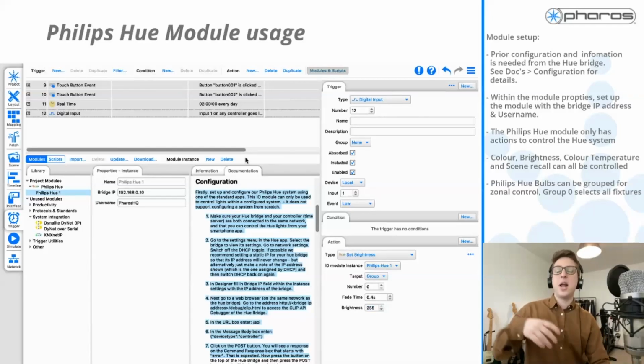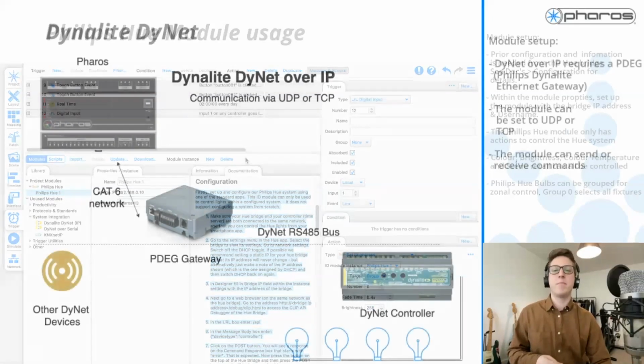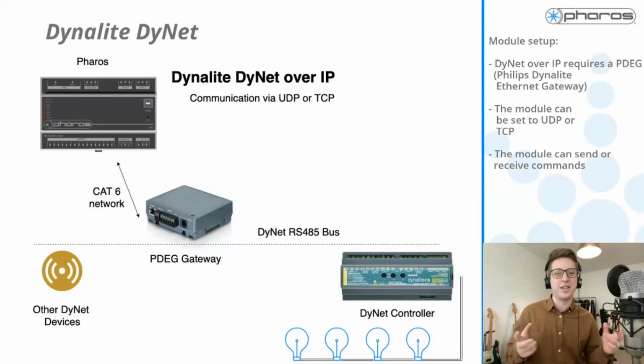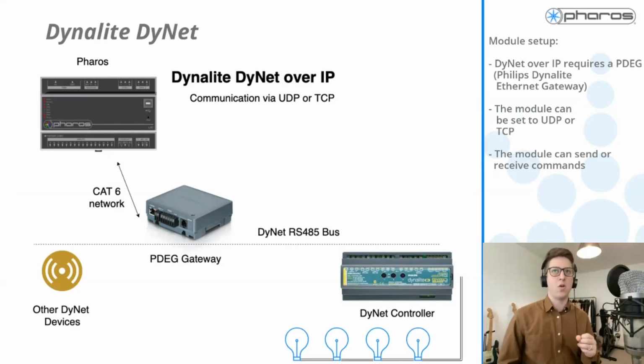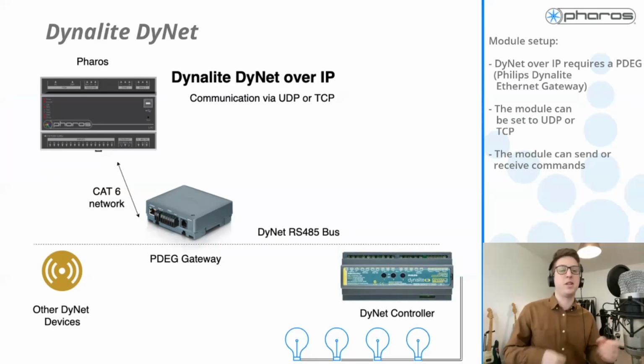Okay, so now I want to move on to probably the most architectural, I don't know if that's the right term to use, protocol, and that's Dynalite, DyNet. So Pharos has actually been integrating with these systems for quite a while now. There are 2 different versions of DyNet that we can support. There's the DyNet over IP version, which utilizes either UDP or TCP. And then there's DyNet over RS485 over a serial connection.